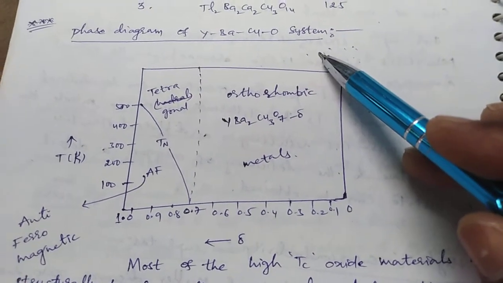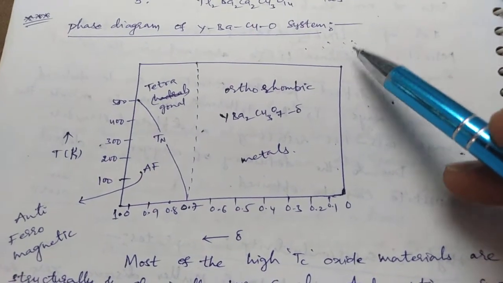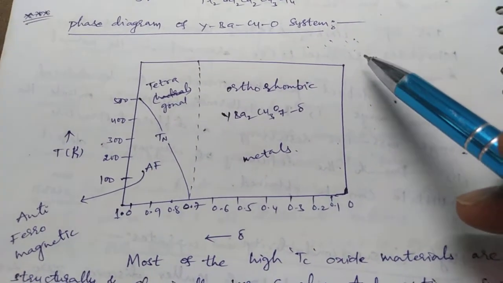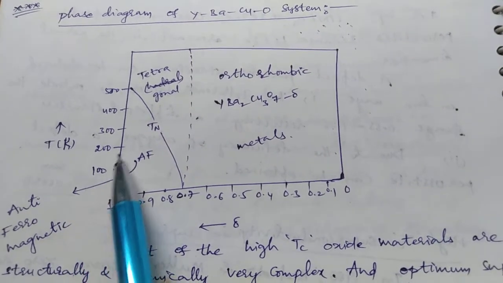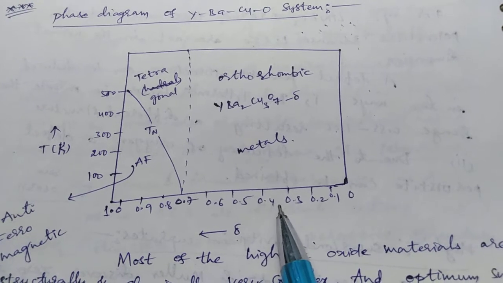It is also named as 123 material and also called as YBa2Cu3O7-δ. This concept is very important for the semester exam. For that, the temperature is taken on the y-axis and the stoichiometric oxygen composition is taken on the x-axis.